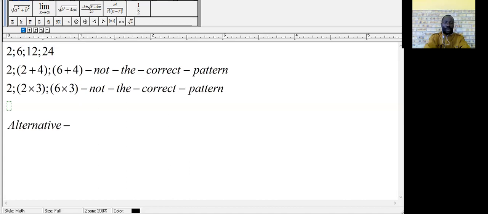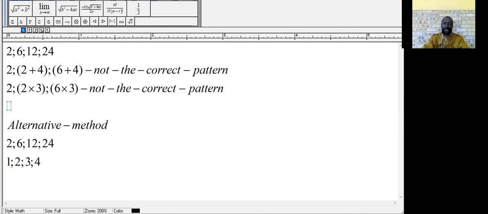Alternative approach or method. See what comes with this. So now that way, 2 is the first term. 6 is the second term. 12 is the third term. 24 is the fourth term, you see? First term, second term, third term, fourth term, like that. Now, can we use this relationship here to help us figure out that? Well, yes, we can actually do that.